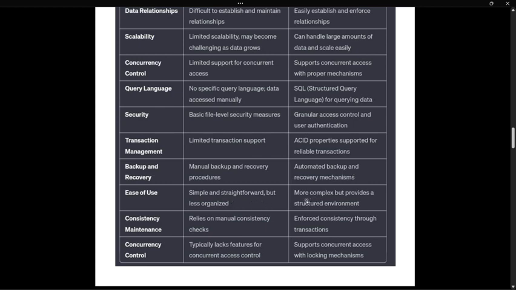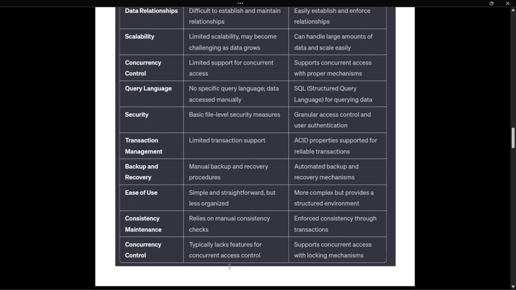Next, simple and straightforward but less organized, versus more complex but provides a structured environment. It's complex, obviously, when data is more. Database management system is complex to understand. But a file management system is easy to understand, though it is sometimes complicated to use when the data is large. Next, reliable consistency checks enforce consistency through transactions.